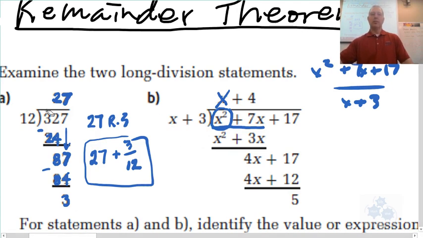Then what you're going to do, the same as we did over here, is multiply. So we do x times x plus 3. And what I get is x squared plus 3x, and you write that beneath.